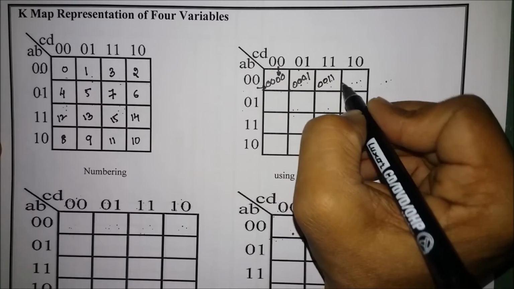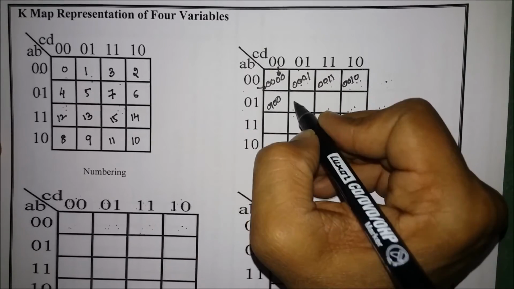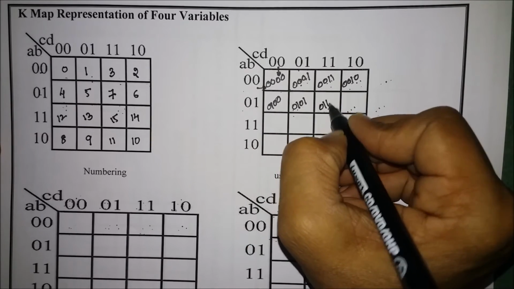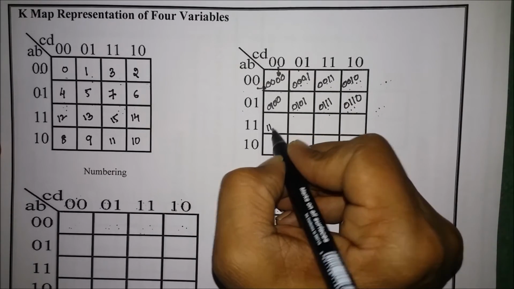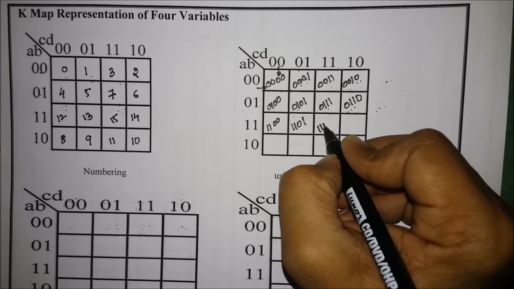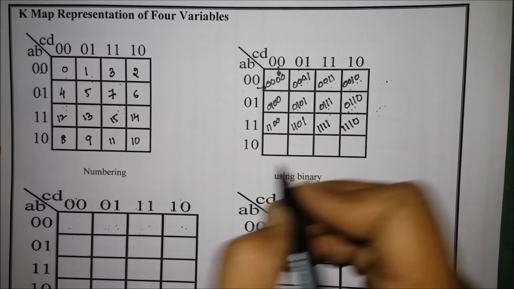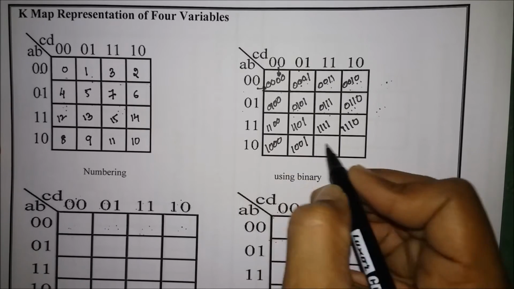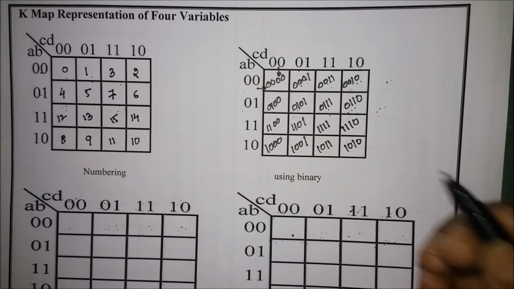0001, 0011, 0010, 0100, 0101, 0111, 0110, next 1100, 1101, 1111, next one is 1110, next one is 1000, here it is 1001, here it is 1011 and 1010.